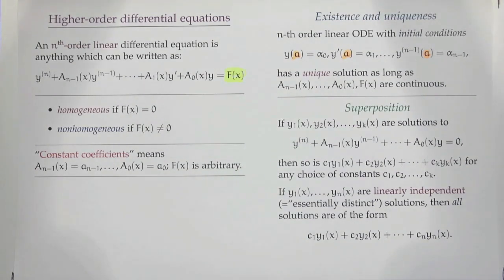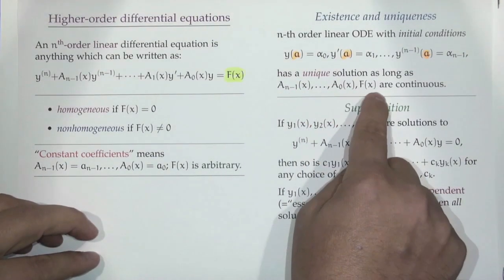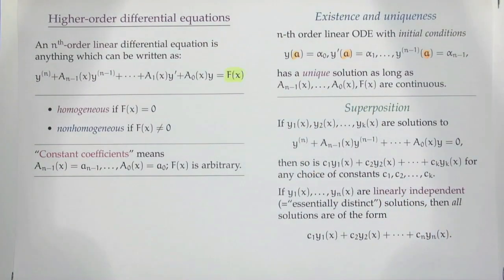And the unique solution basically works up until we run into problems. So problems would be where we have some things like discontinuities or asymptotes among our various pieces that are making up our differential equation.